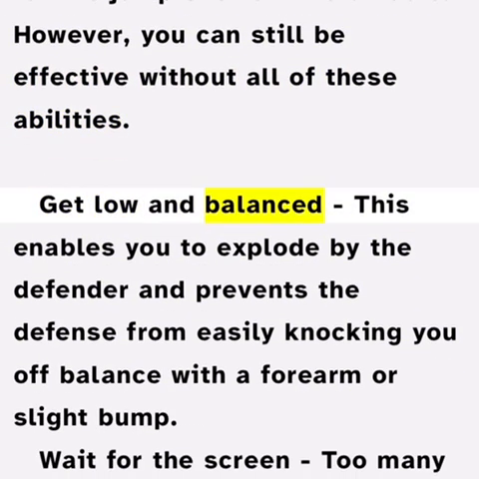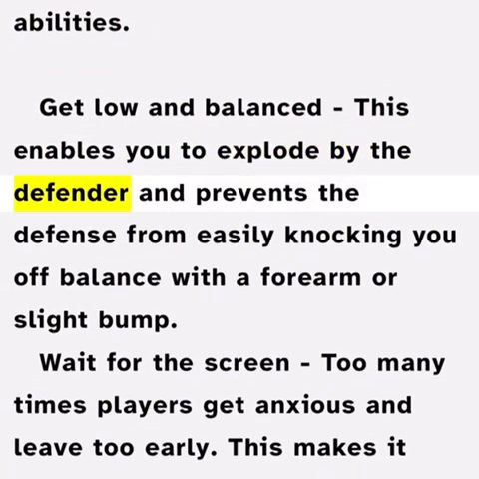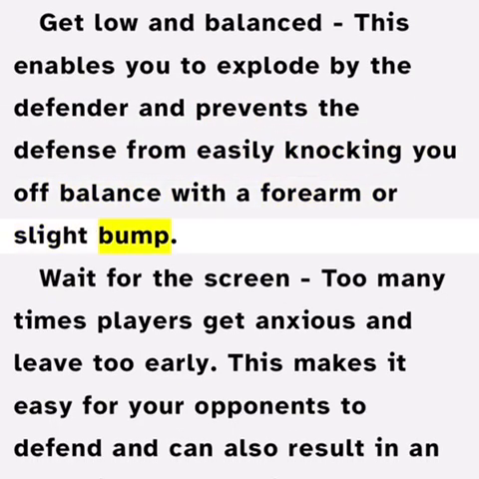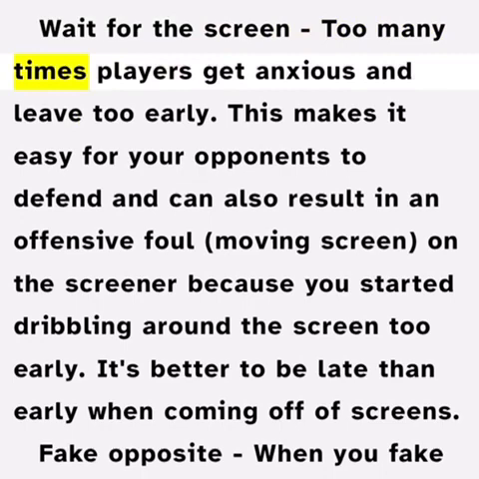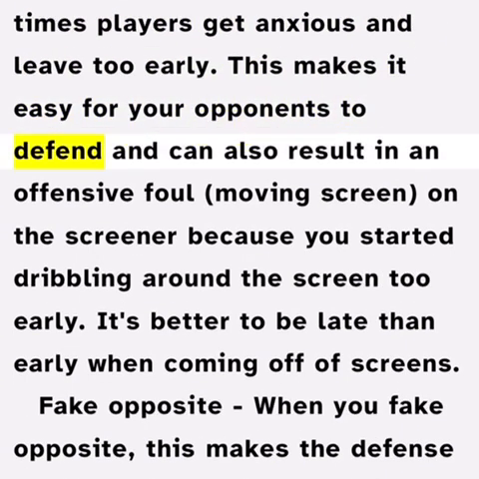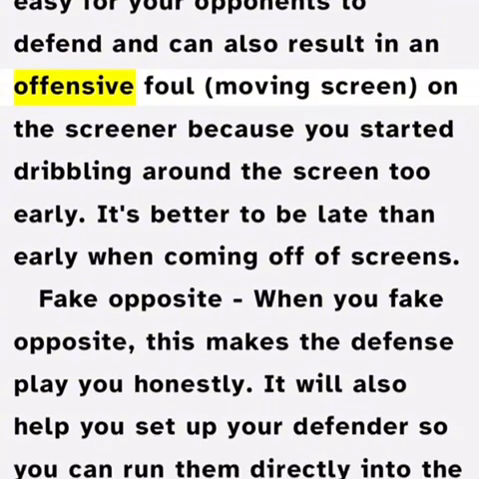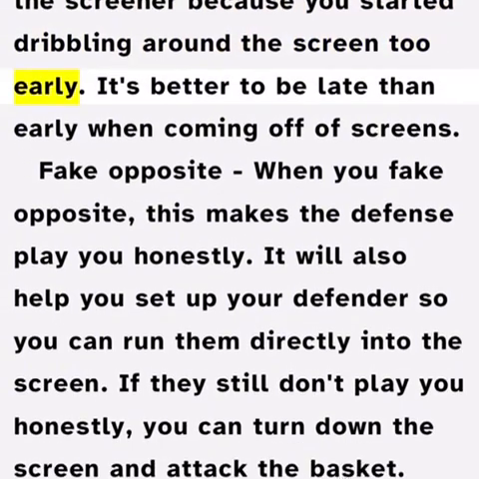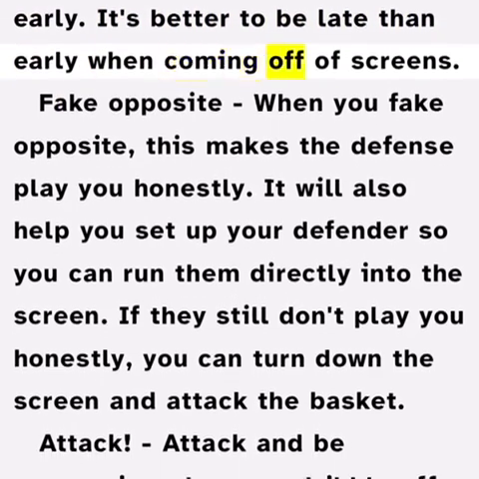Get low and balanced. This enables you to explode by the defender and prevents the defense from easily knocking you off balance with a forearm or slight bump. Wait for the screen. Too many times players get anxious and leave too early. This makes it easy for your opponents to defend and can also result in an offensive foul, a moving screen on the screener, because you started dribbling around the screen too early. It's better to be late than early when coming off of screens.